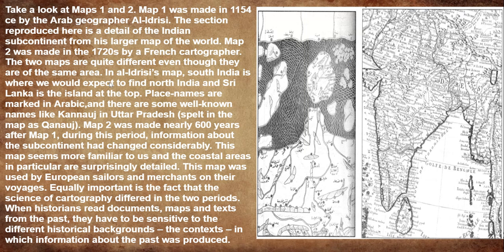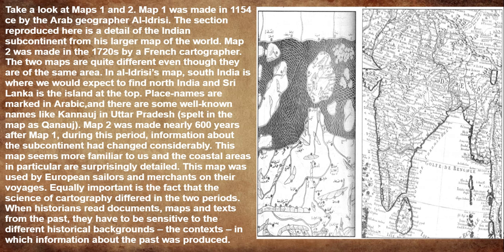Now, you must be thinking that they are very different from each other as it is the map of the same area. In Al-Idrisi's map, South India is where we would expect to find North India, and Sri Lanka is the island at the top. Place names are marked in Arabic and there are some well-known names like Kannauj in Uttar Pradesh, spelled in the map as Kannauj. Map 2 was made nearly 600 years after Map 1.